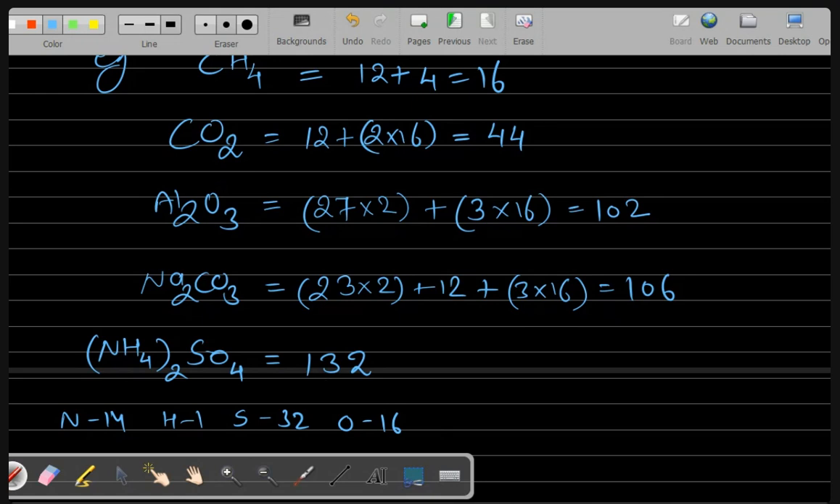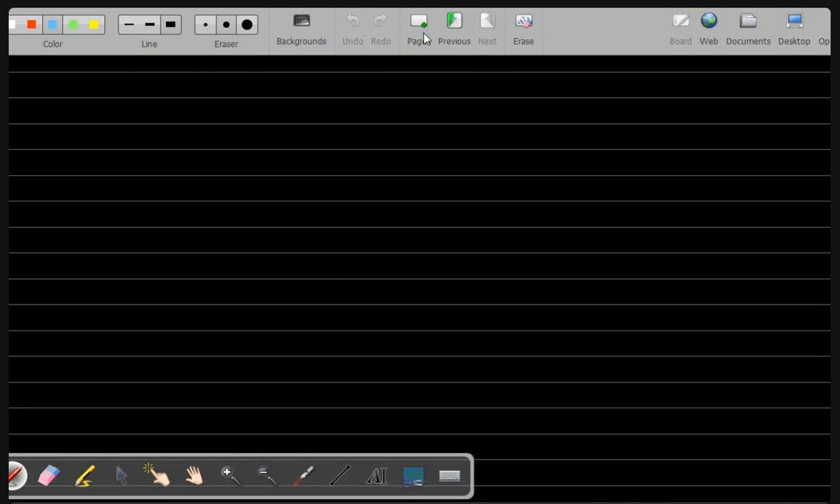Very good. So for every compound, you can calculate its molecular mass if you are provided the atomic masses, correct? So how do you calculate the AR, the atomic mass? There is no method for calculating AR. It is always given. So we don't calculate it.